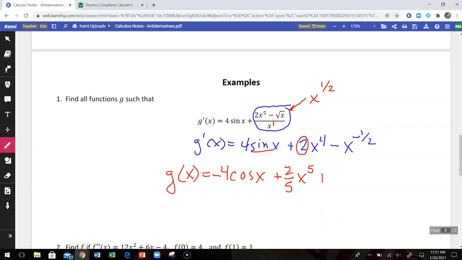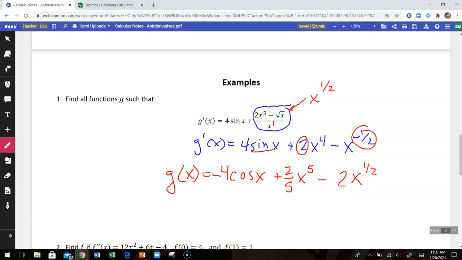Same thing for this next term. I'm going to add 1 to the new exponent. So if I add 1 to this, that's going to give me a positive 1/2. And then I'm going to multiply by the reciprocal out front, so I would put a 2 out front. Now, I went ahead and put a plus there, but that's going to stay a minus here.